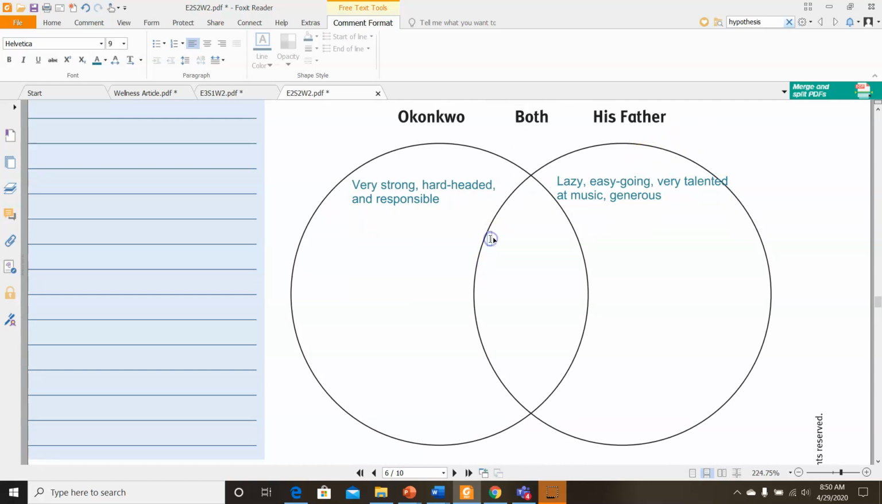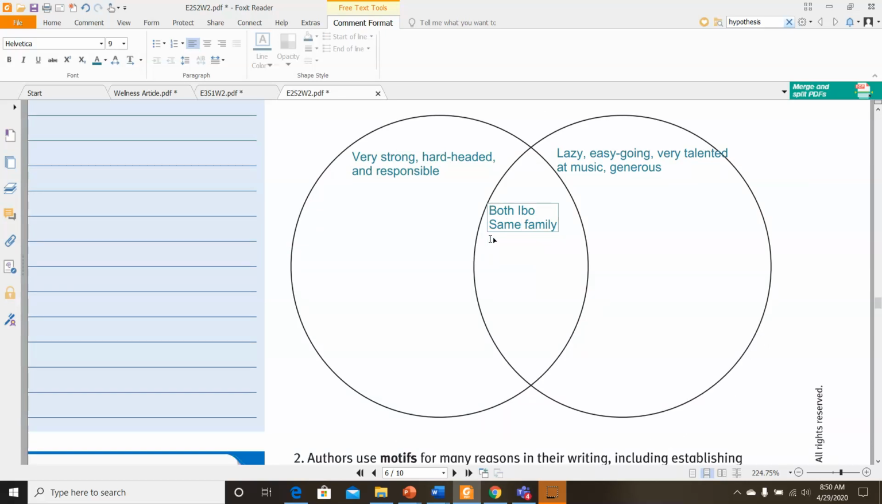Something about both of them is, well, they're both Igbo. So they're both from the Igbo tribe. They're in the same family, things like that. So continue to add things to this chart that you noticed besides just the ones that I gave you, okay?